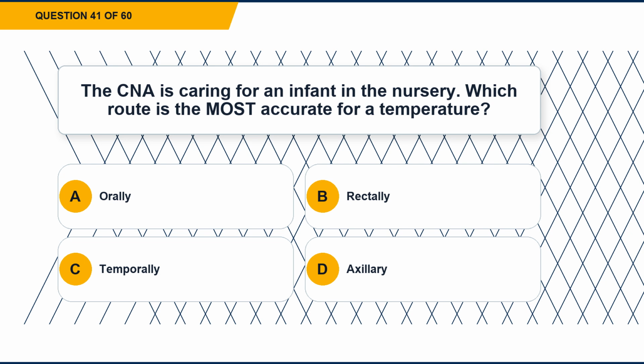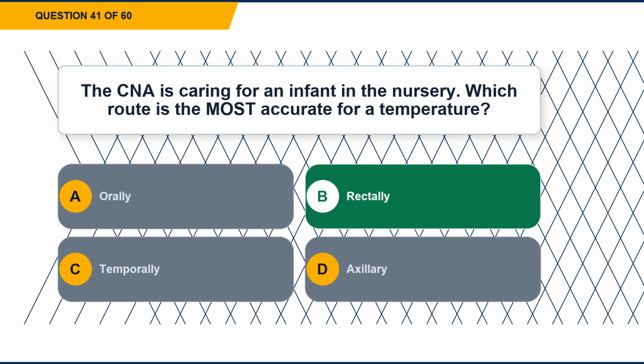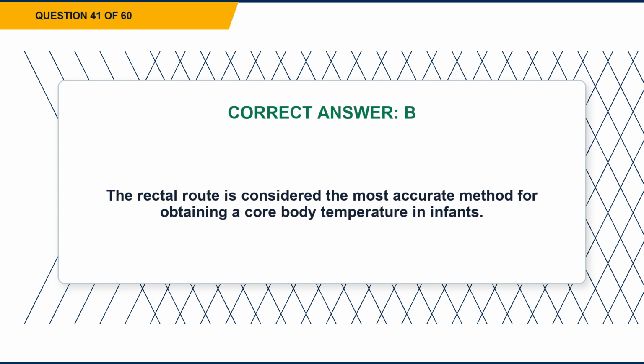Option B, rectally. Option C, temporally. Option D, axillary. The correct answer is option B, rectally. Explanation: the rectal route is considered the most accurate method for obtaining a core body temperature in infants.